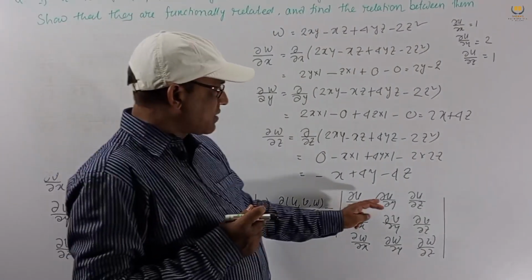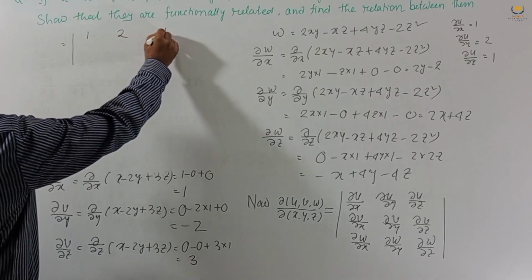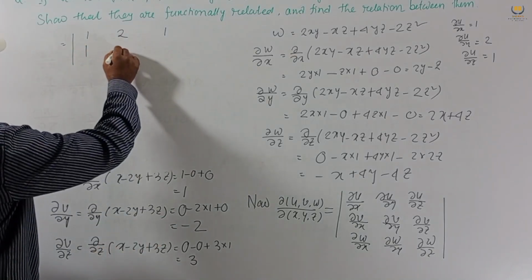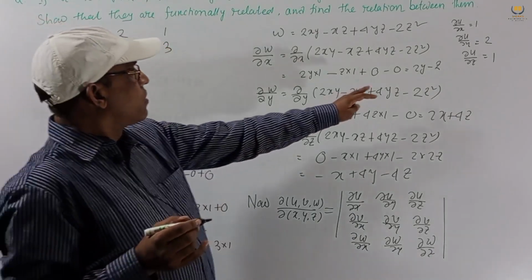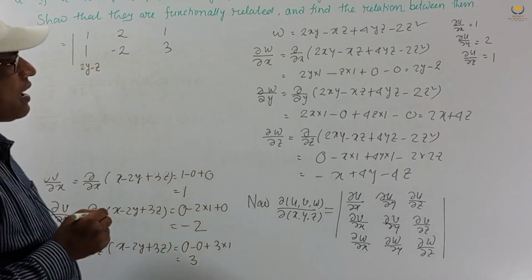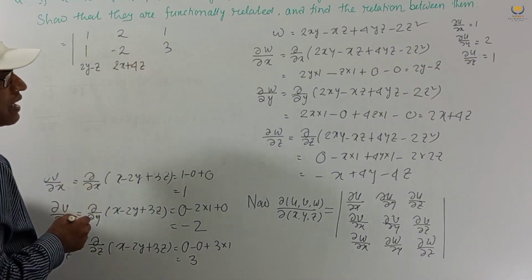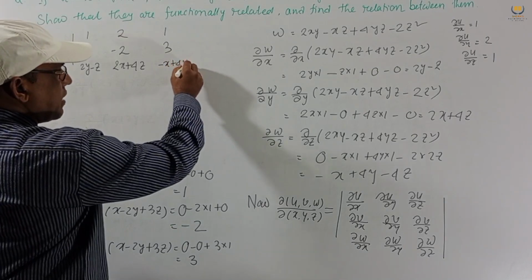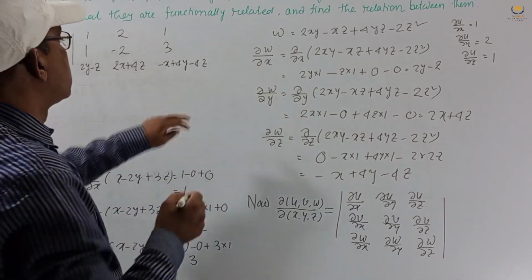Now we put the values of del u by del x, del u by del y, del u by del z. This will be: 1, 2, 1; del v by del x we get 1, del v by del y minus 2, and del v by del z is 3; and del w by del x we get 2y minus z, del w by del y, 2x plus 4z, and del w by del z, minus x plus 4y minus 4z. This one is it.